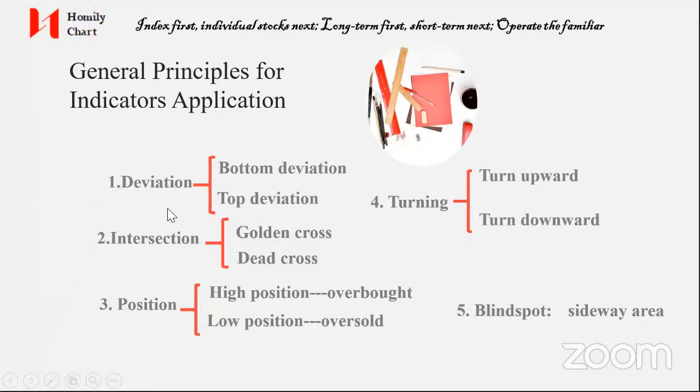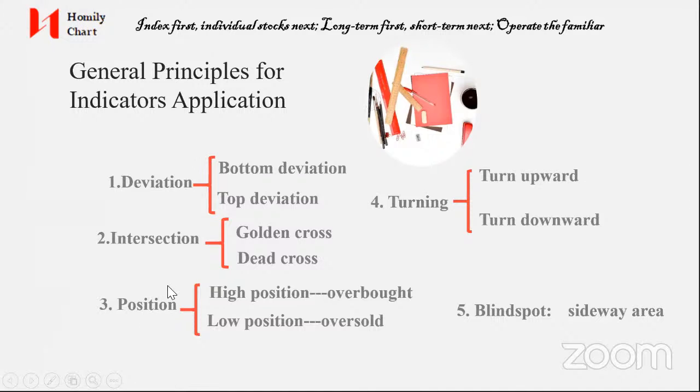Okay, second general principle for indicator application, intersection. So last session, when we learned about the moving average, we learned the golden cross and dead cross, right? Golden cross and dead cross of moving average. Not only applicable for moving average, but also for KDJ. In KDJ, we also have the golden cross. We also have the dead cross. And this intersection concept is applicable for many indicators. Other indicators also can apply.